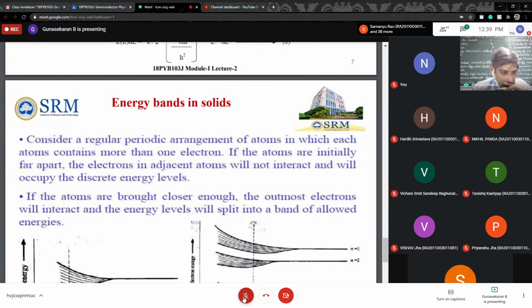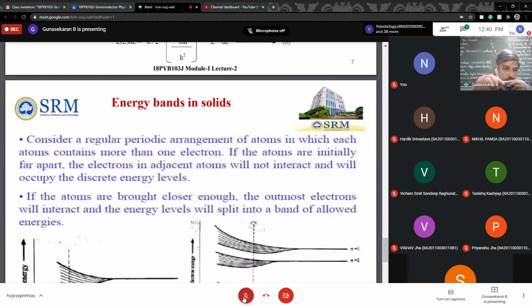See, in the inner shell there is no disturbance, but what about the outer shells? If the atoms are initially far apart, the electrons in adjacent atoms will not interact and occupy discrete energy levels. But when the atoms are brought close enough, the outermost electrons definitely interact, and the energy level splits. Do you understand here? Yes.